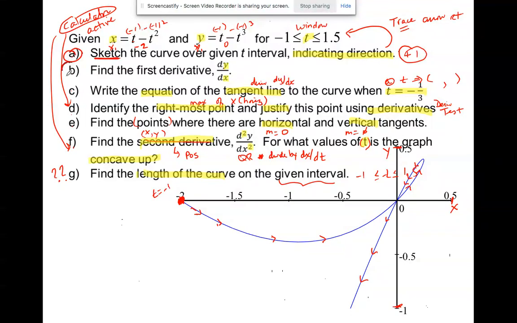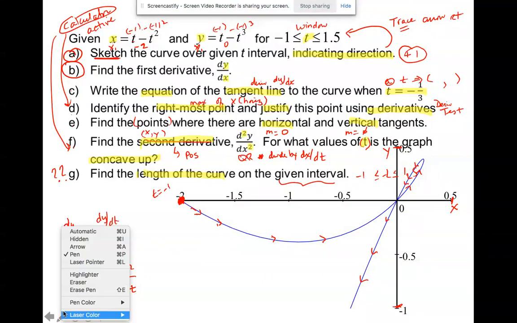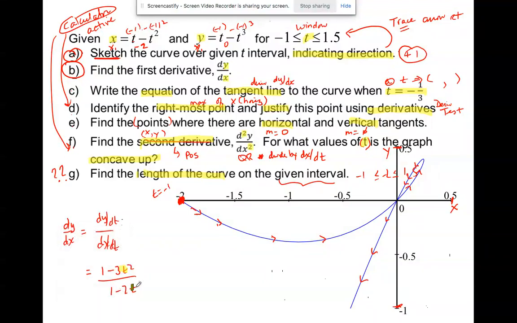I forgot that I did A and B on the same slide. B, find the first derivative. So dy/dx with parametrized equations is equal to dy/dt over dx/dt, which is 1 minus 3t squared over 1 minus 2t. Done. In terms of t, there's the first derivative. I needed to do that by hand because it wasn't the derivative at a point, it was the derivative rule. Rubric points, done.